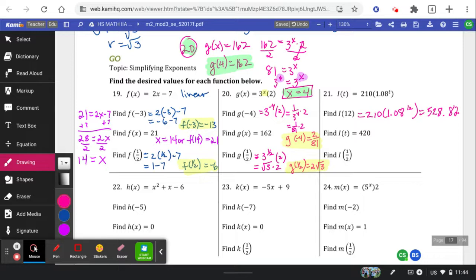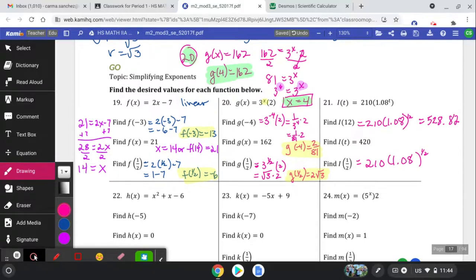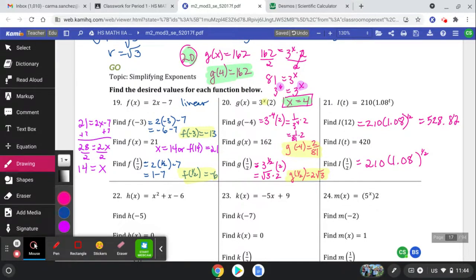Okay, the next one's the output problem. I'm going to go do that up top where there's space. So let's just figure out this next one on Desmos first: 210 times 1.08 to the power of 1/2 instead of 12. So go ahead back to that tab.